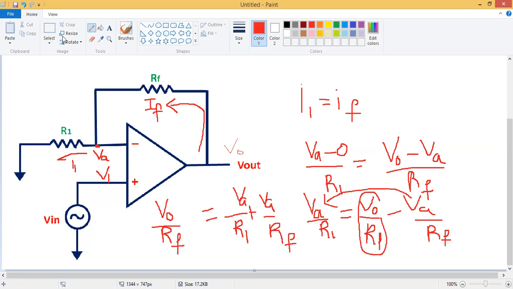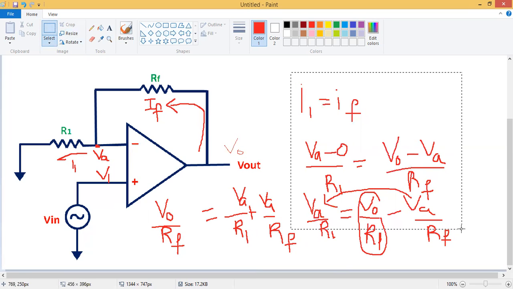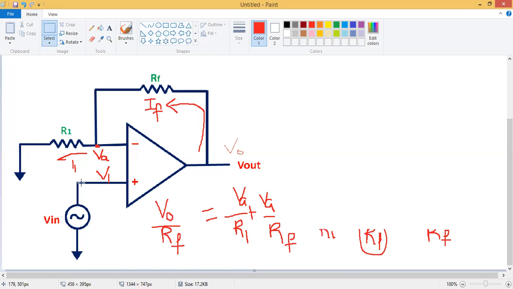Give me some time. I'm going to clear this screen so that we get more space. Now take VA as common from this equation. So V naught by RF is equal to VA times (1 by R1 plus 1 by RF). Okay, this is an equation.